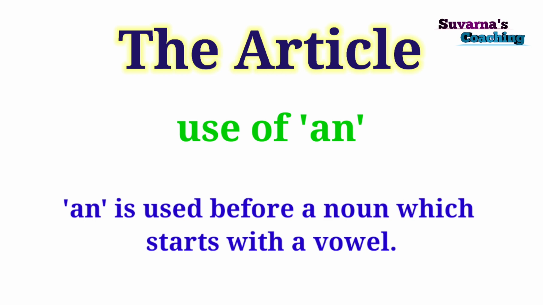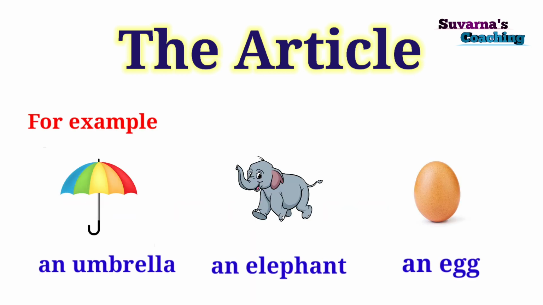Use of an: an is used before a noun which starts with a vowel. For example, an umbrella, an elephant, an egg.